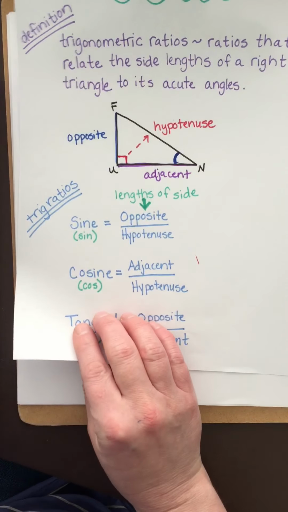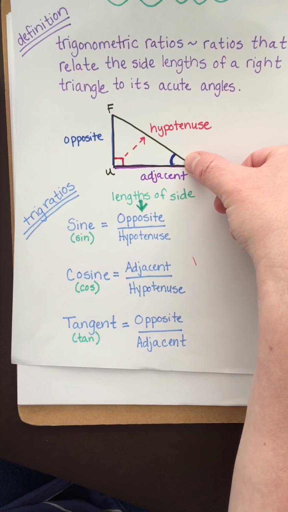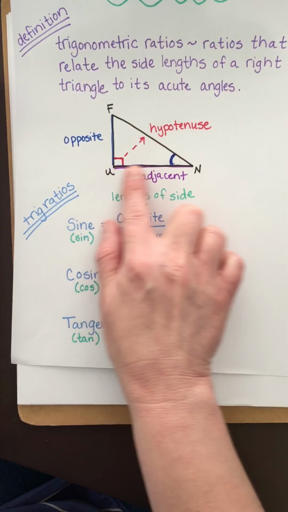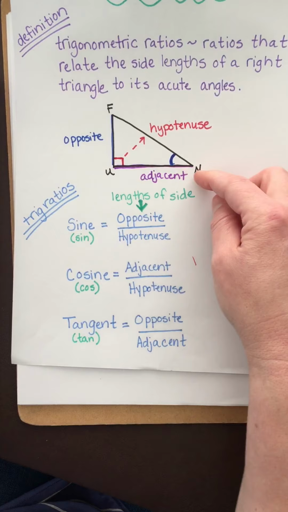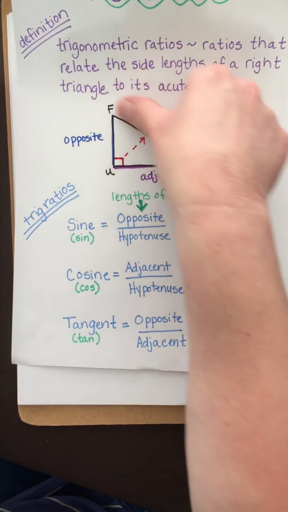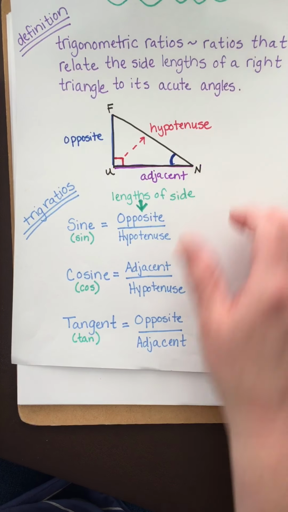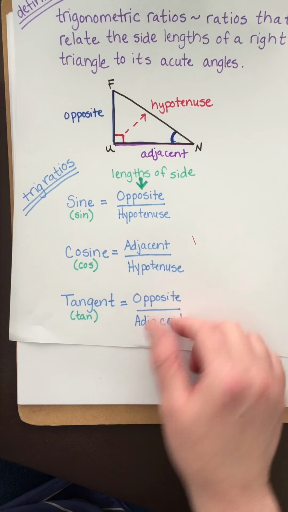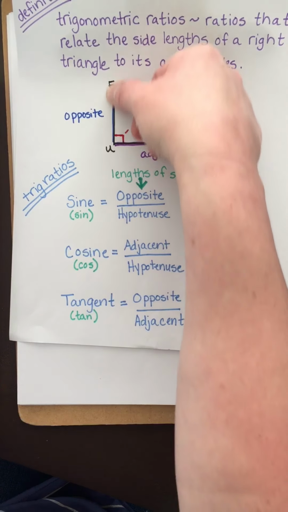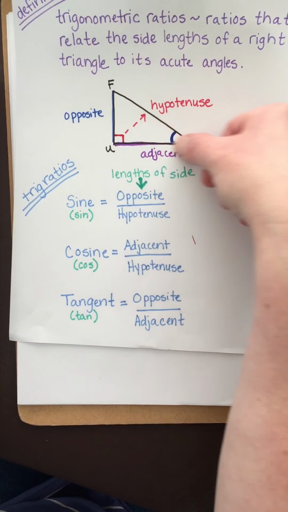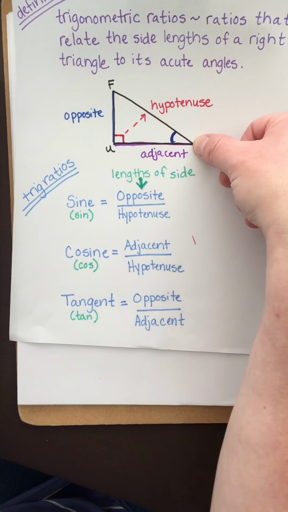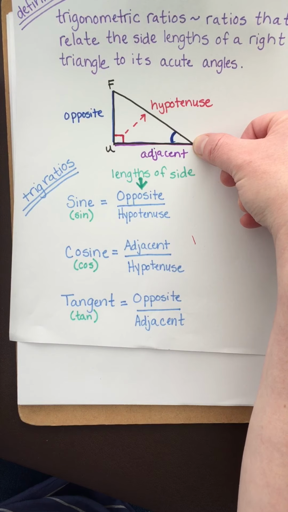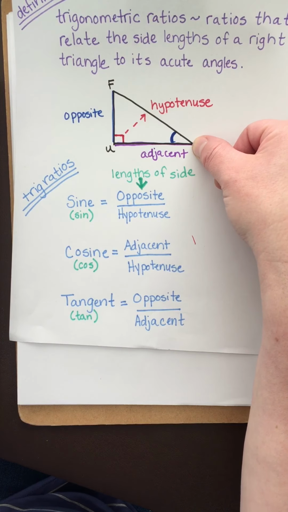Cosine is adjacent over hypotenuse. So again, when I look at angle N, adjacent would be this side, so the length of this side, over again the length of the hypotenuse. And then tangent is opposite over adjacent, so the length of the side opposite the angle over the length of the side that is adjacent to that angle. All right? So we're going to do some examples.